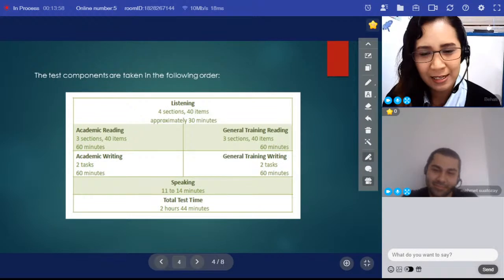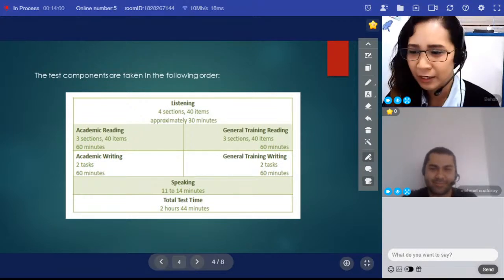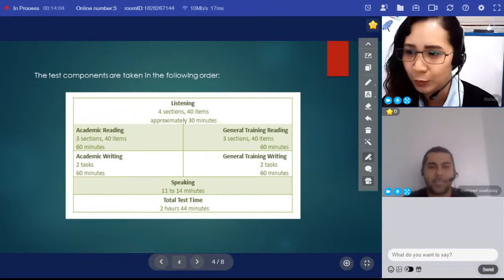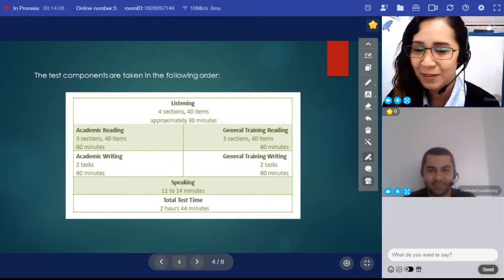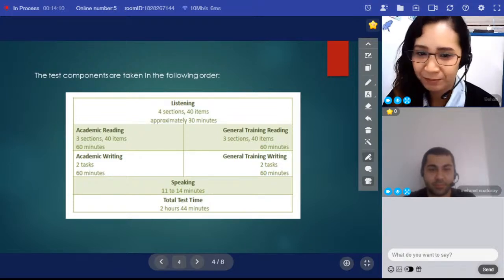40 items. I'm not quite sure though. In TOEIC, you have choices A, B, C, D. But in IELTS, sometimes you need to spell out the word. Okay, it's approximately 30 minutes. And that's for the listening.